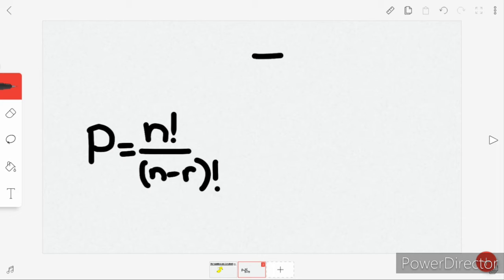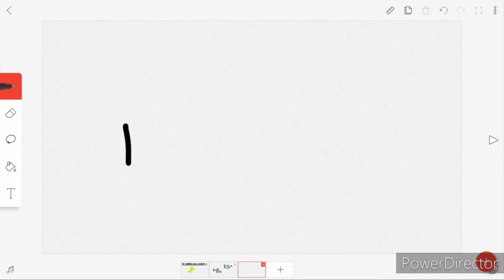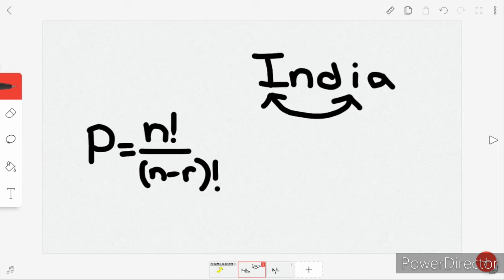Let's say we have the word India. Okay, we have the word India. How many unique ways can this be arranged? So we see there's a recurring letter I. So there's two I's. So what we're going to do: P is equal to the total number. So there's 5 letters. So it's n factorial divided by, and then we have to count the unique, not the same. So we have 2 I's. So we have N, D, and A that are unique.